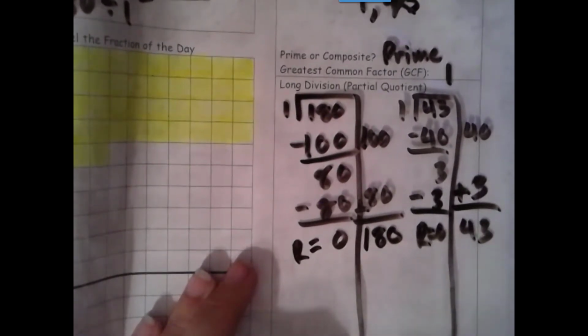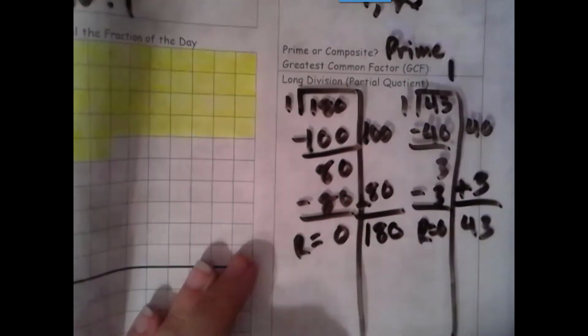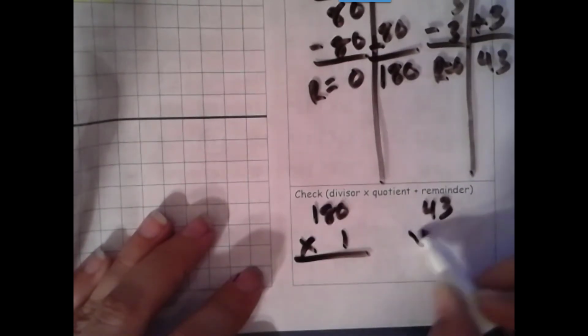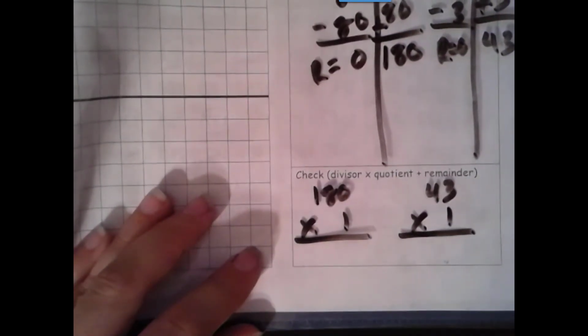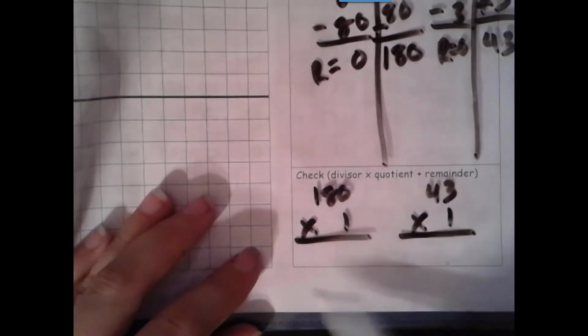Now we're going to check. Divisor times quotient plus remainder. Since our remainder is 0, and the identity property of addition says when you add 0, it stays the same, we don't need to add it. But what we get here is the identity property of multiplication that says when you multiply by 1, it stays the same. That's why that inverse works so well with the division.